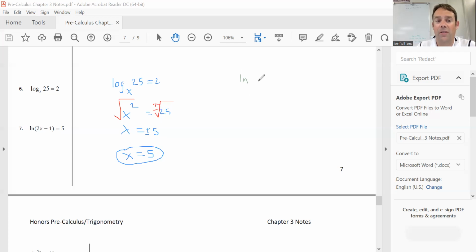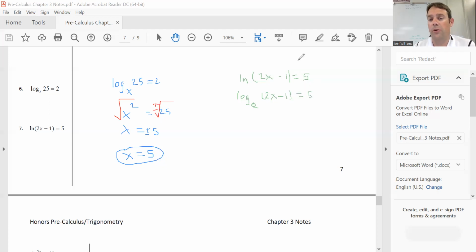Natural log of 2x minus 1 equals 5. So I'm going to go ahead and change natural log to log base e. And again, if you're doing that in your head and you skip this step, totally good, totally get it. No harm, no foul there. 2x minus 1 equals 5.